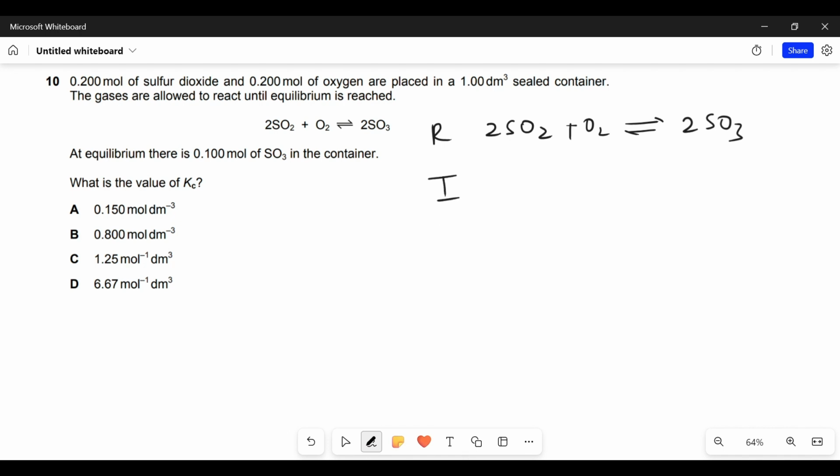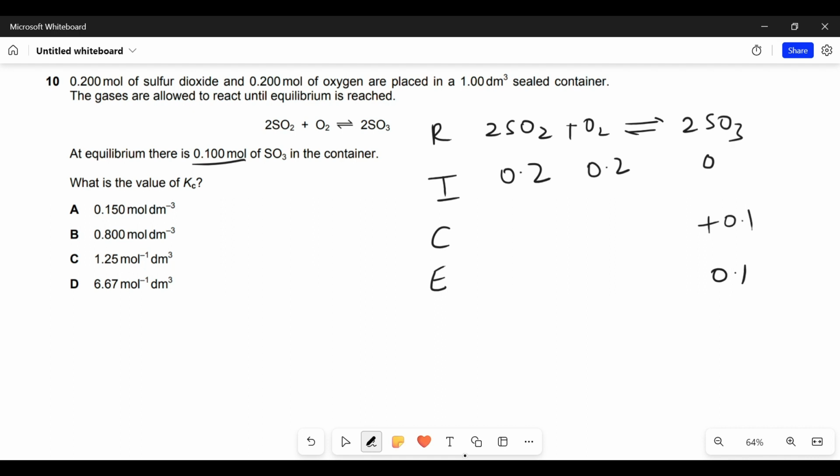Initial concentration, change in concentration, and equilibrium concentration. Initially, there is 0.2 moles of sulfur dioxide and 0.2 moles of oxygen. We can take moles directly as concentration because the volume is 1. If you divide by 1, you will get the same answer. And initially, there will be 0 moles of SO3. From the given data, we know that there is 0.1 mole of SO3 in the container at equilibrium. So the concentration of SO3 is changing from 0 to 0.1. So there is a +0.1 mole change.